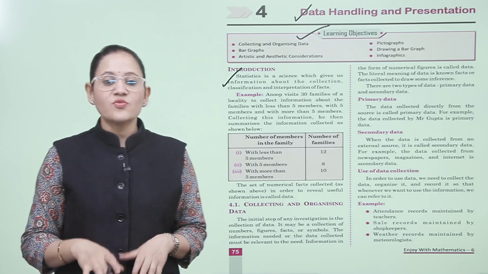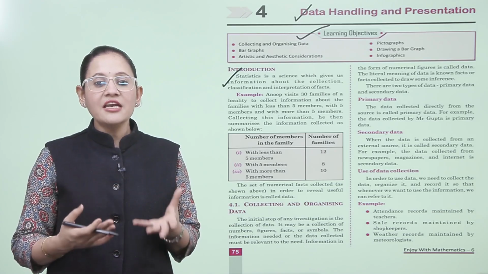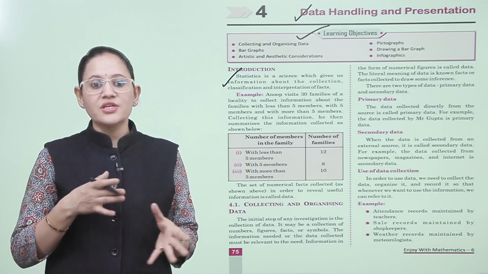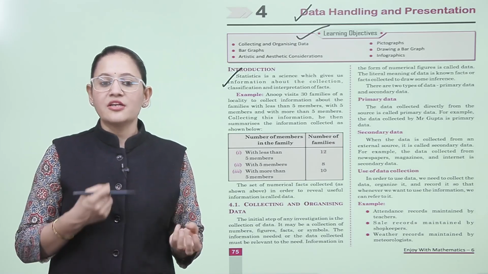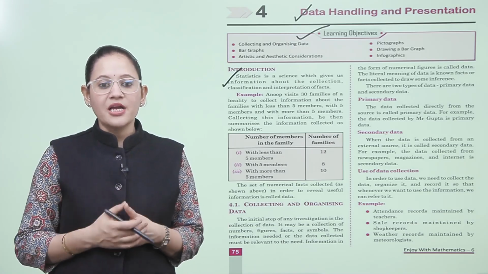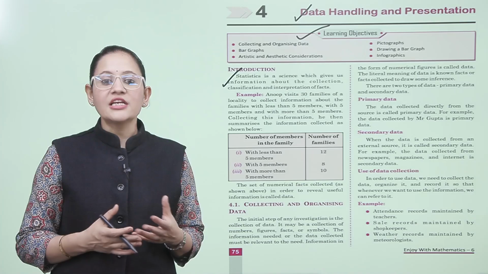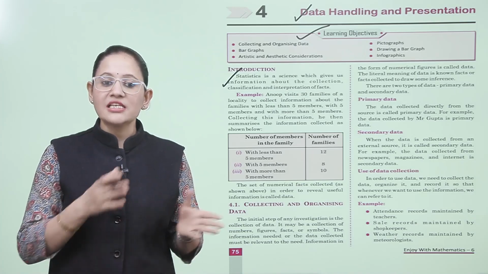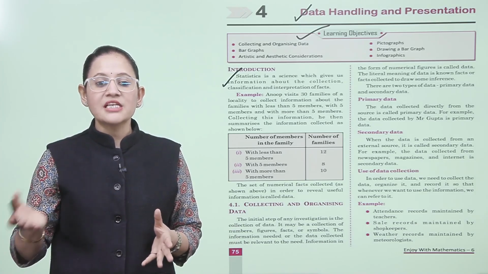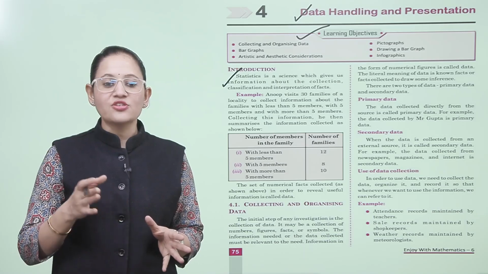Statistics is a science which gives us information about the collection, classification and interpretation of facts. Statistics is a branch of mathematics under which we read about collecting information, classification and interpretation. For example, Anup visited 30 families of the locality to collect information about the families with less than 5 members, with 5 members, with more than 5 members. Collecting this information, he then summarized the information collected as shown below.